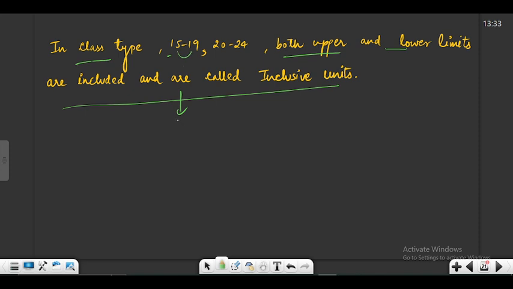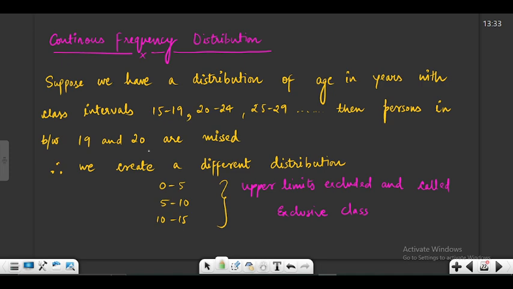So we'll see that for continuous, this is not the case. So that is why it is also called inclusive data, because it is including both the upper and the lower limit. So just remember this. This is for discrete. Let's see what continuous frequency distribution means.